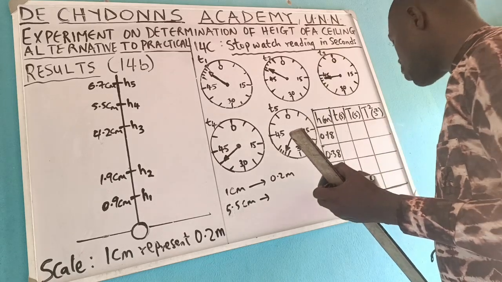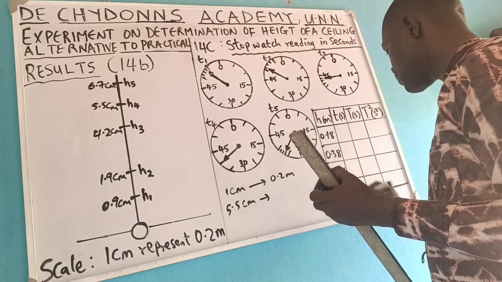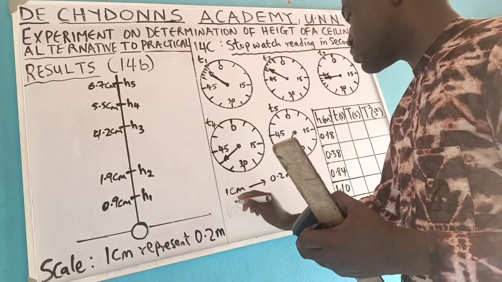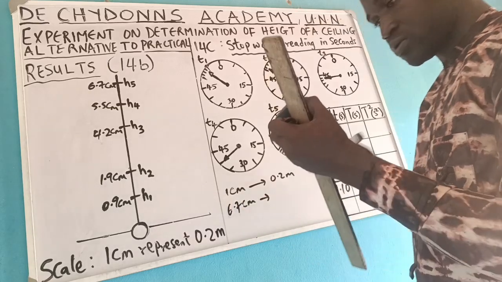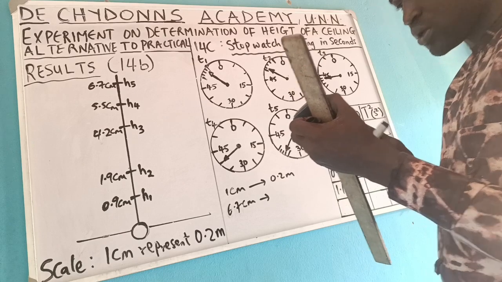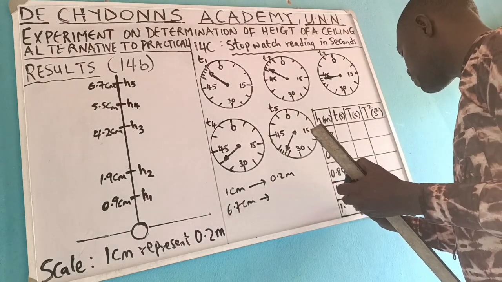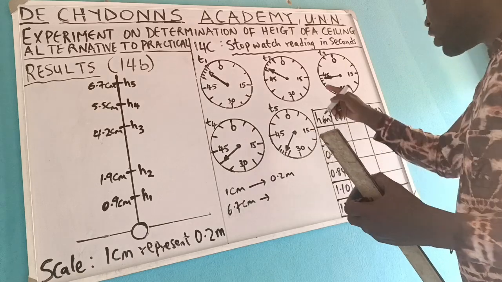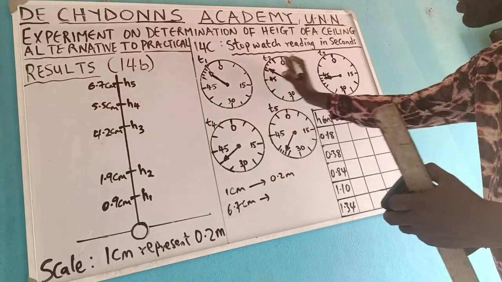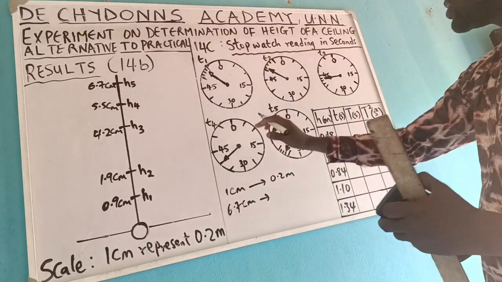That is 1.1. Then 6.7 times 0.2, that is 1.34. So we have gotten our values of height. What about our time? All this is our time: T1, T2, T3, T4, T5.